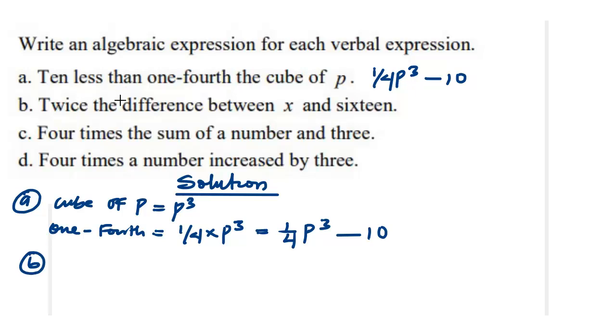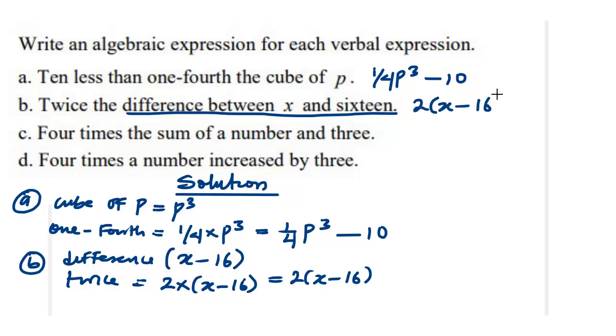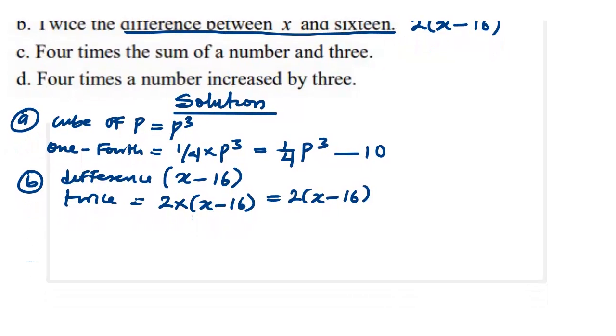Then for B, it says twice the difference between x and 16. The first thing is we need to know the difference between x and 16. So the difference in this case between x and 16 will be x minus 16. Then twice the difference, that is 2 times x minus 16, and that will return 2 into bracket x minus 16. So this is twice the difference of x minus 16. Then let's move on to the C.